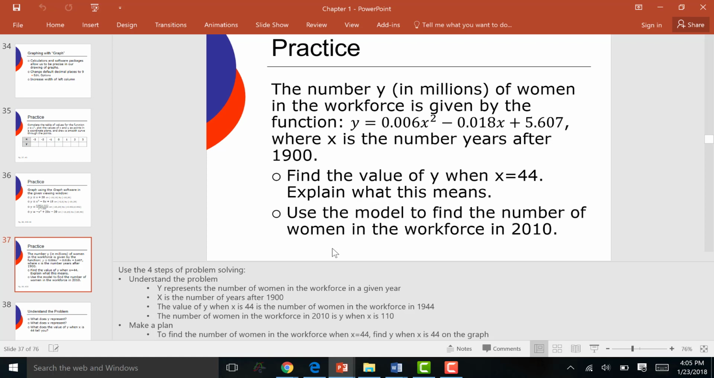The next thing, after you understand it, we have to decide what did they give you in this problem? What do you know from reading this problem? X equals the number of years after 19. Okay, so we did number 1, we did number 2, number 3 is what's given. So you said we are given X is equal to what? The number of years after 1900. Okay. Did they give you a Y? Yes. What does the Y mean? Number of women in the workforce. Okay, so they gave you the number of women in the workforce, and it's going to be in the millions.